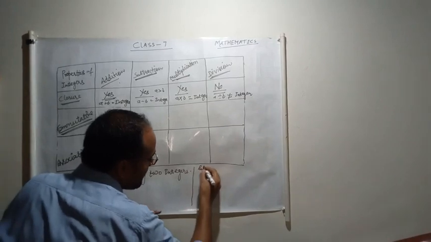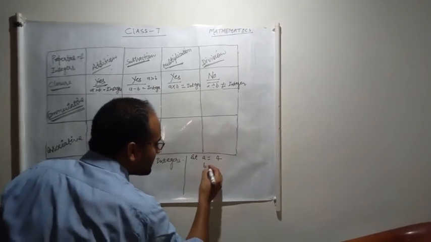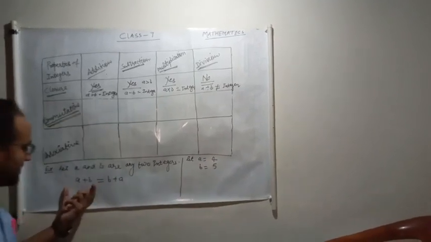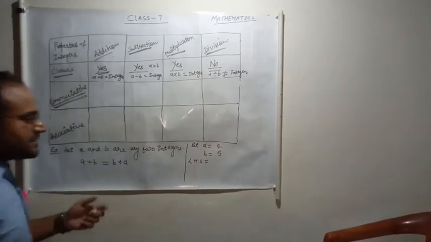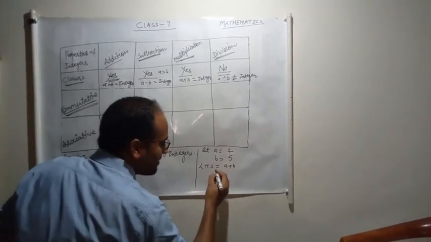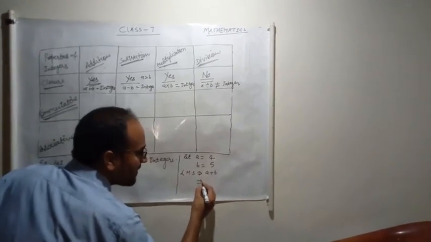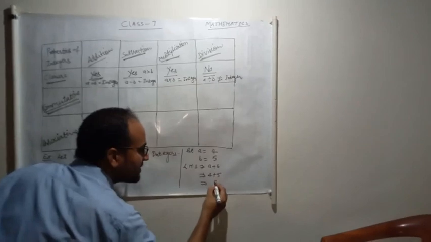Let A is equal to 4 and B is equal to 5. So take the left hand side. Left hand side is equal to A plus B. So first we write A plus B. So dear students, listen. 4 plus 5, what will you get? You will get 9.